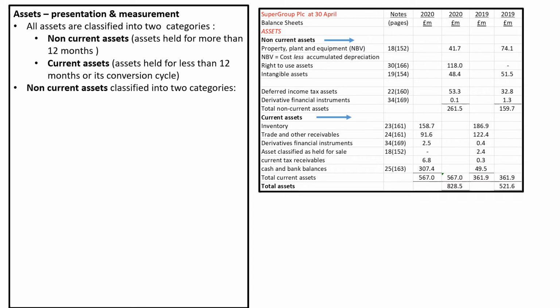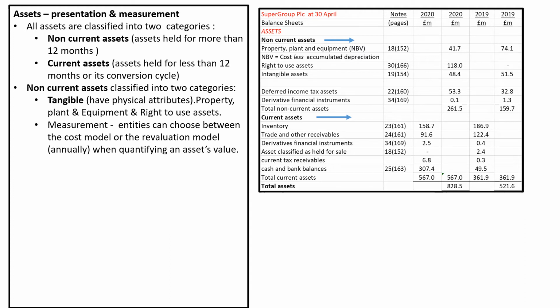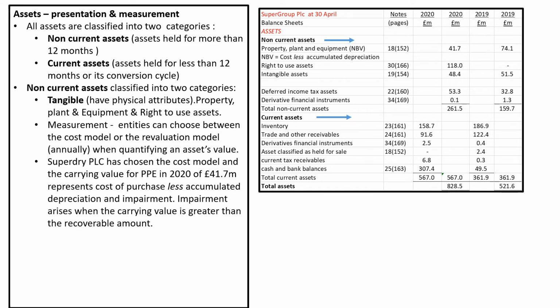Non-current assets are classified into two categories: tangible assets, and these are assets which have physical attributes, for example property, plant and equipment, and right-to-use assets. Measurement: entities can choose between the cost model or the revaluation model when quantifying an asset's value. Superdry plc has chosen the cost model, and the carrying value for PPE in 2020 of 41.7 million represents the cost of purchase less accumulated depreciation and impairment. Impairment arises when the carrying value is greater than the recoverable amount.